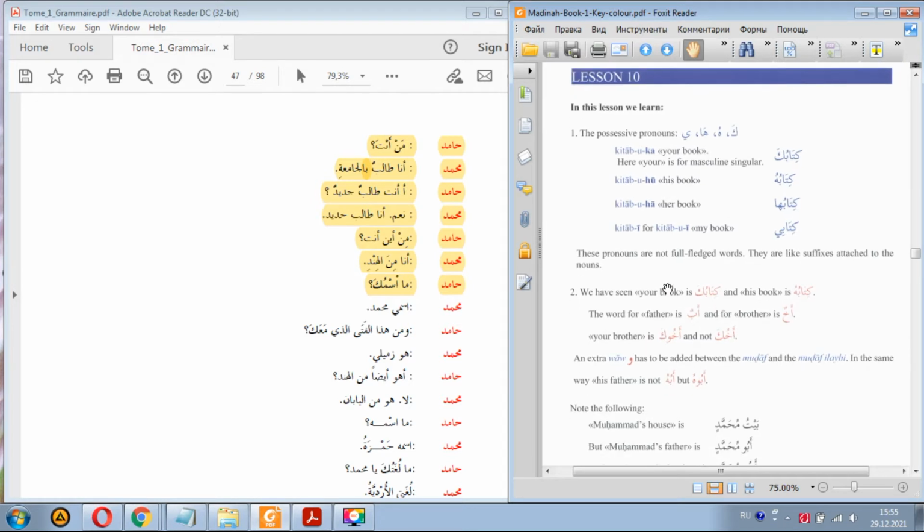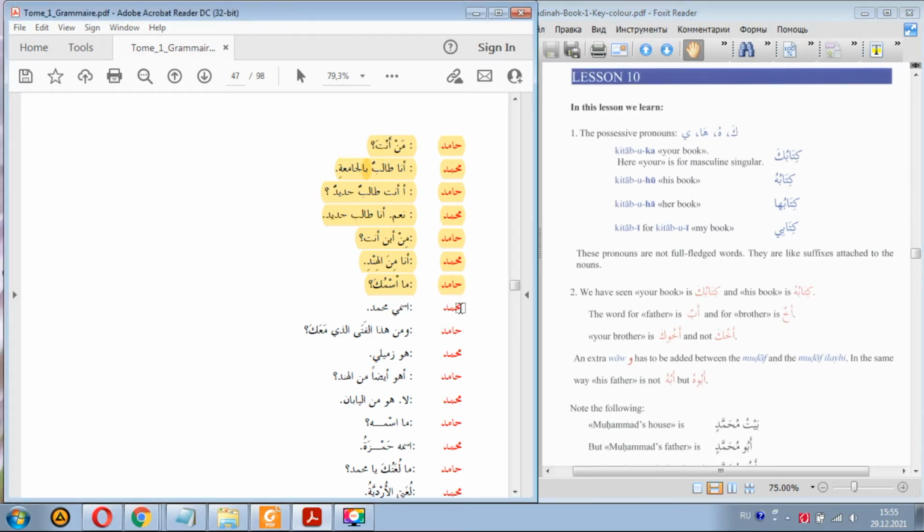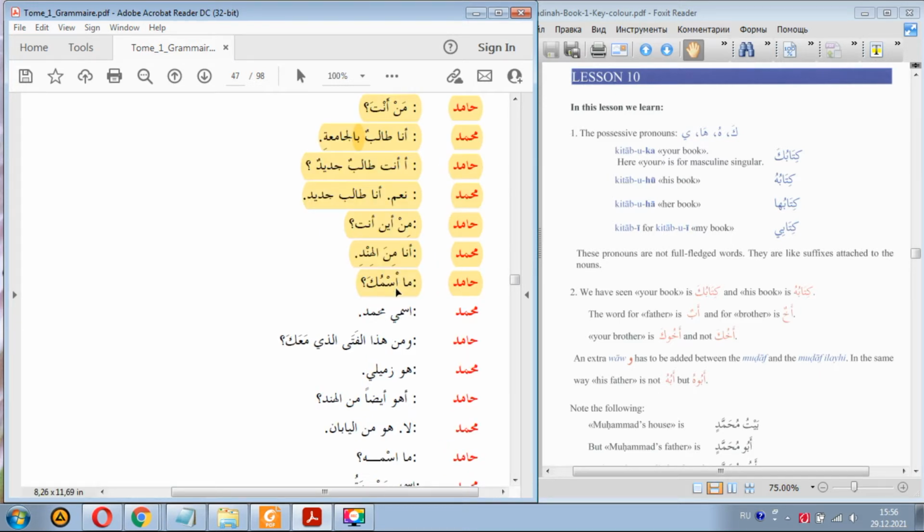What does it say here? Well, let's keep going with the dialogue and then we'll get to the rest of the rules. So he asks, Masmuka. What is your name? And you remember that this alif is called Hamzatul Wasl, and if it's preceded by a word, it's not pronounced. So we are not saying Ma ismuka, but rather Masmuka. And Muhammad says, Ismi Muhammad. Another possessive pronoun, which means my name.